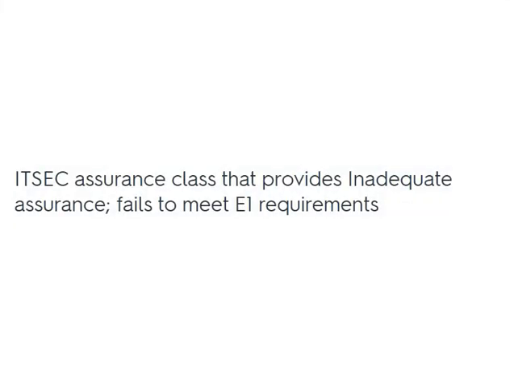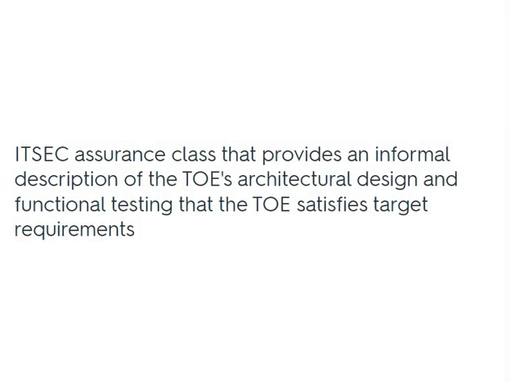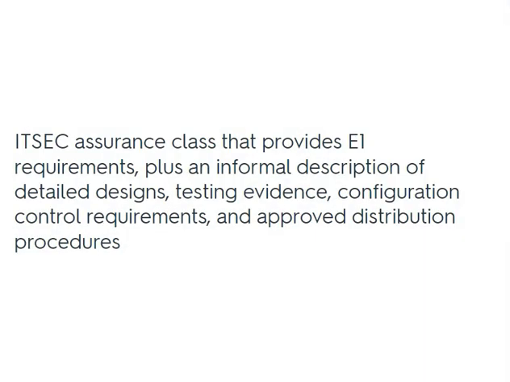ITSEC assurance class that provides inadequate assurance fails to meet E1 requirements. E0. ITSEC assurance class that provides an informal description of the TOE's architectural design and functional testing that the TOE satisfies target requirements. E1. ITSEC assurance class that provides E1 requirements plus an informal description of detailed designs, testing evidence, configuration control requirements, and approved distribution procedures. E2.